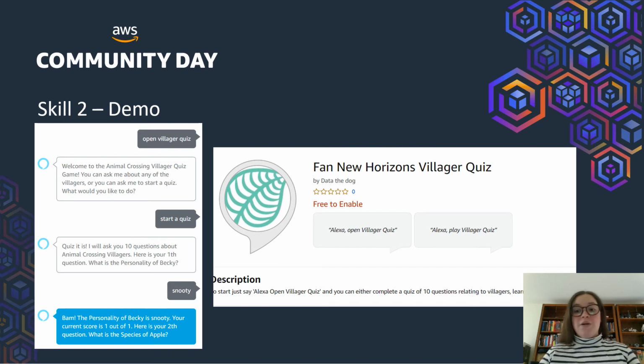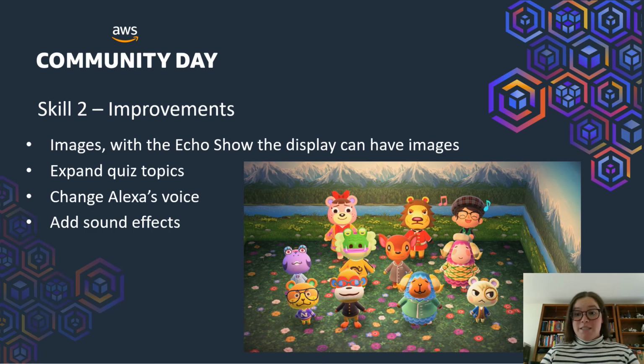Same, so that's super fun. So that's my skill. However, I do have some ideas for improvements. I think it would be really cute to have images of the villagers appear on the display, as some of the devices have a little screen. And all that would require would be an S3 bucket with all the images of the villagers and a new function in the quiz calling that bucket.